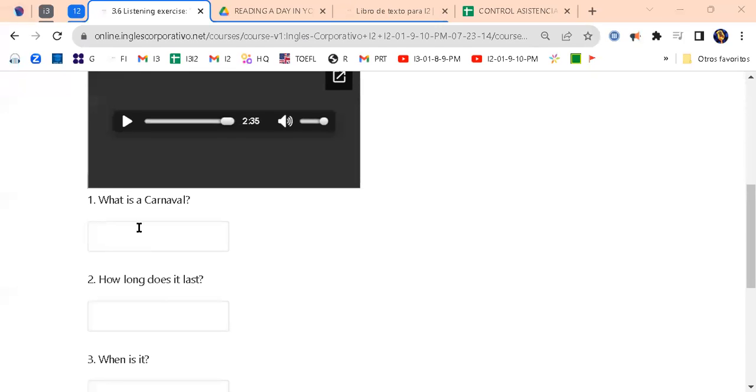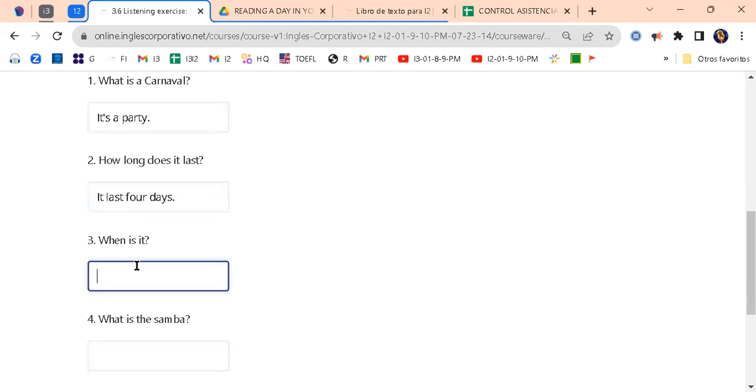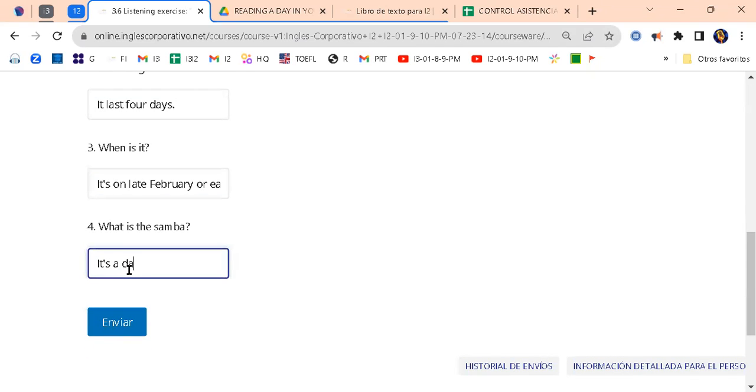Okay, let's see. What is a carnival, guys? Party. Mm-hmm. Party. It's a party. Okay. How long does it last? Four whole days. Okay, when is it? It's on late February. March. Late February or early March. Early March. Okay, good. What is that samba? It's a dance. Okay, good.